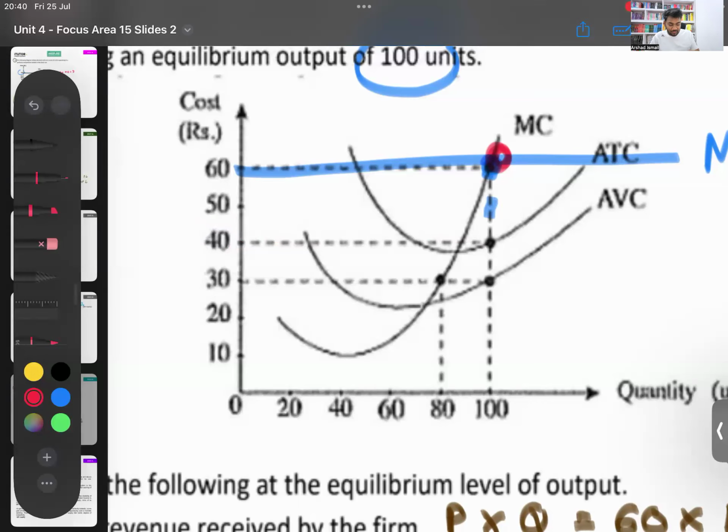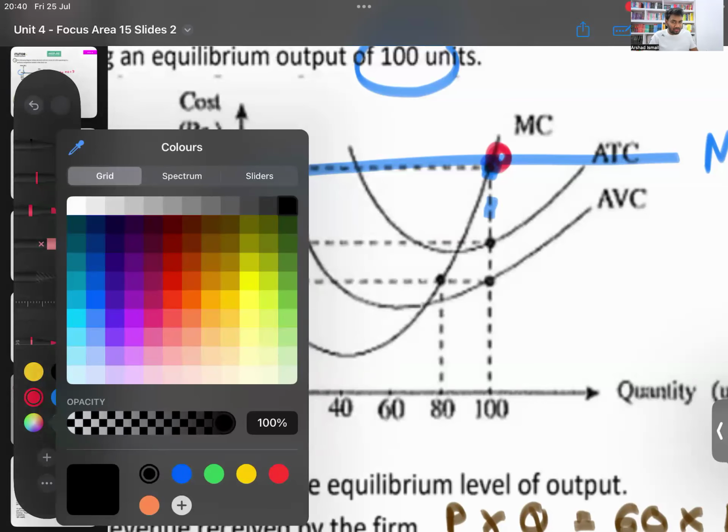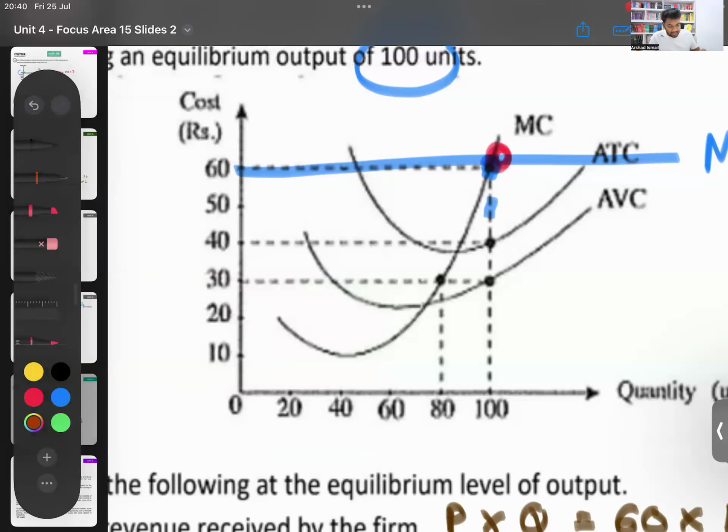Now, this one you don't always have to find at the 100 level of output. Any output that they have given, you can find. But here at 100, you can get. So the gap between these two is the average fixed cost, right? I've told you the gap between average total and average variable is your average fixed cost.